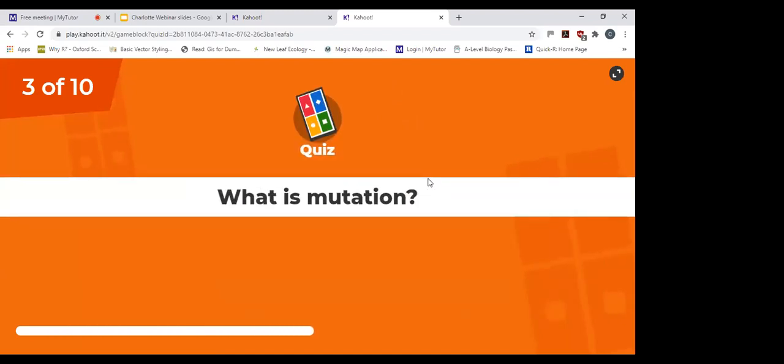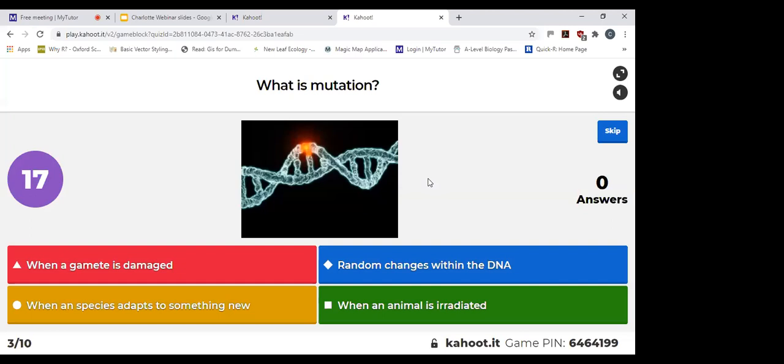Question 3 of 10, what is mutation? A, when a gamete is damaged. B, when a species adapts to something new. C, random changes within the DNA. Or D, when an animal is irradiated. What is mutation?